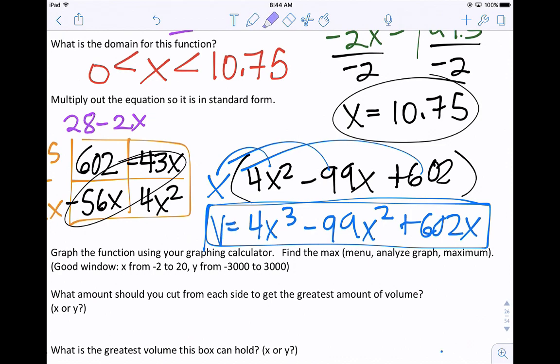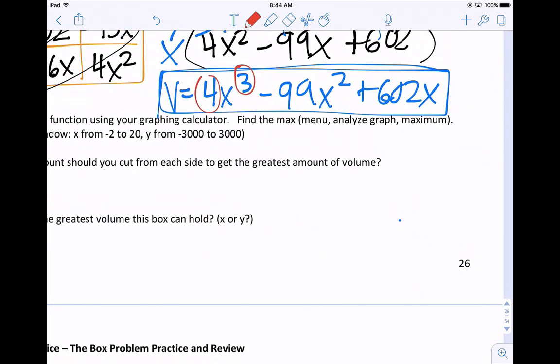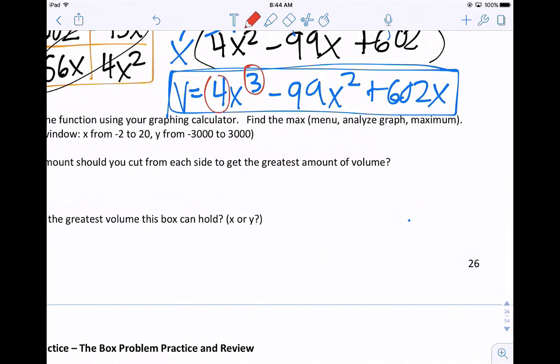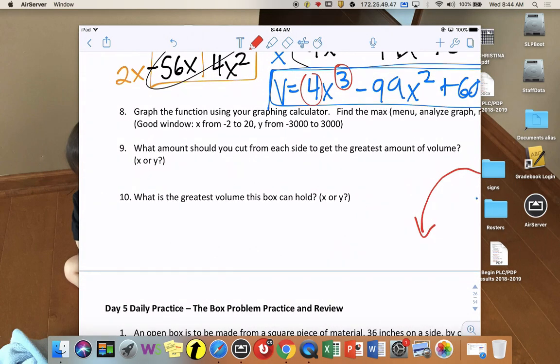And so in class we talk about what the shape of that graph will look like. So we know it's a degree 3 graph and the lead coefficient is positive. So if we were to graph that, it should be a bendy straw graph and you're drinking up the straw because of the force. So we know our graph might look something like this. So now in our graphing calculator, we're going to type that in and I'll tell you how to change the window. So I'm going to type in 4x cubed minus 99x squared plus 602x.